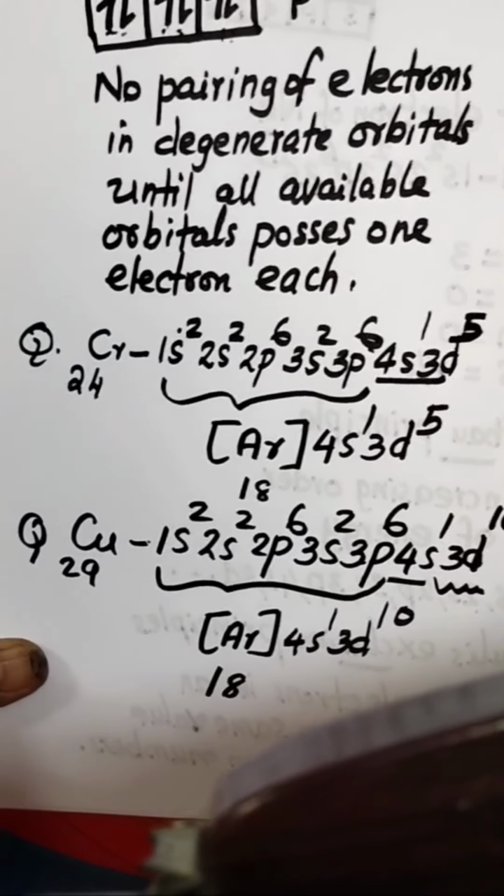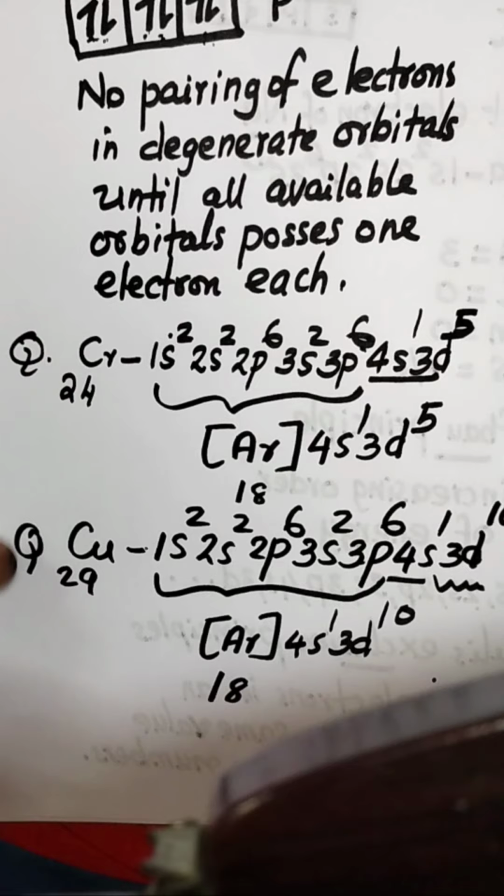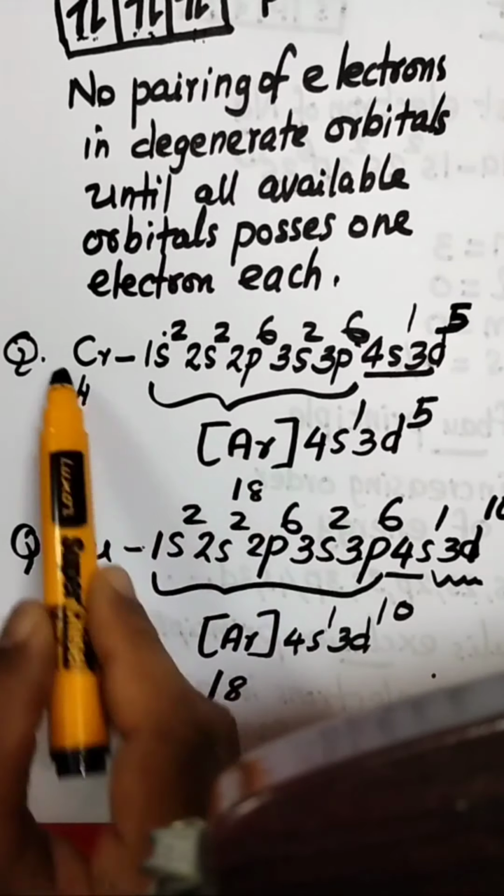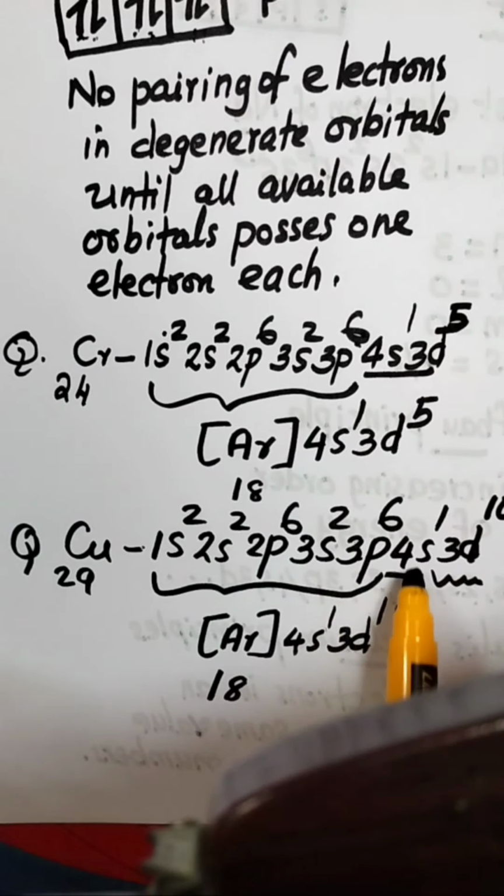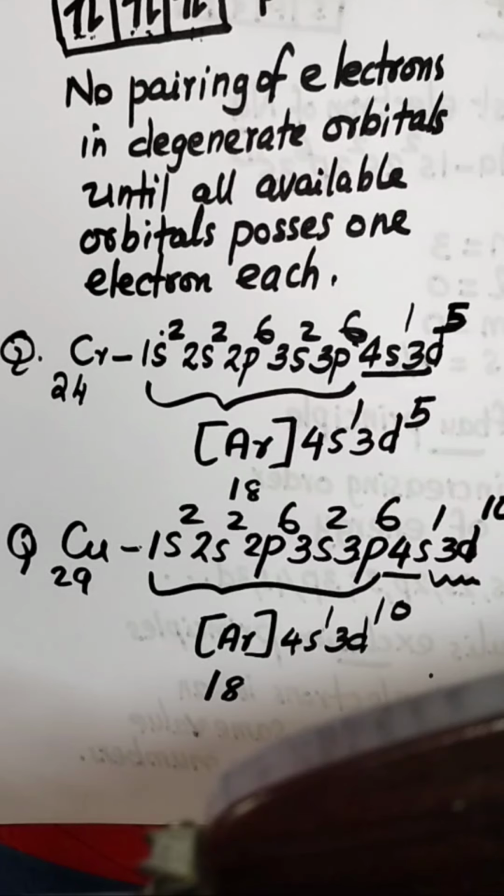These are the exceptional configurations of chromium and copper. Chromium has 4s1, 3d5 and copper has 4s1, 3d10. That's all about the focus area of first year chemistry, second chapter, structure of atom.